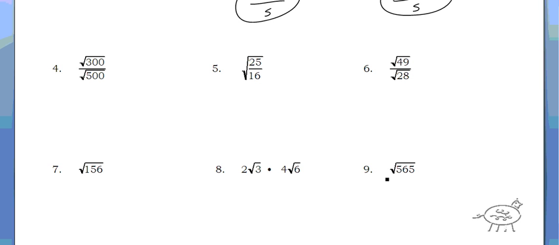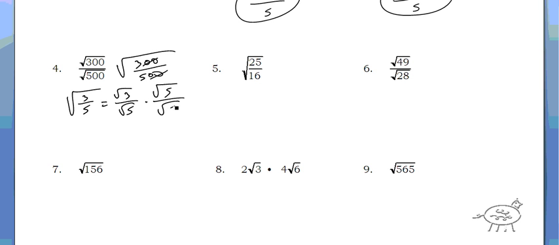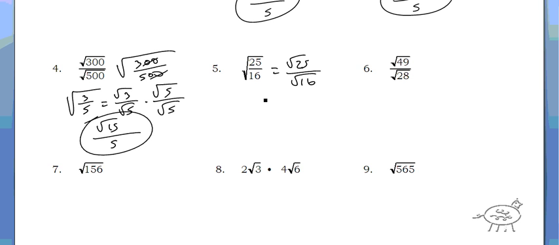Okay, again, looks like nasty numbers, but if I write it all as one fraction, square root of 300 over square root of 500, I can simplify that, and I get square root of 3/5, and then rewrite it again as square root of 3 over square root of 5, and then rationalize it. So I get square root of 15 over 5. Okay, this one is really easy. It's square root of 25 over square root of 16, which is 5/4. Okay, this one, not quite as easy, but not too bad.